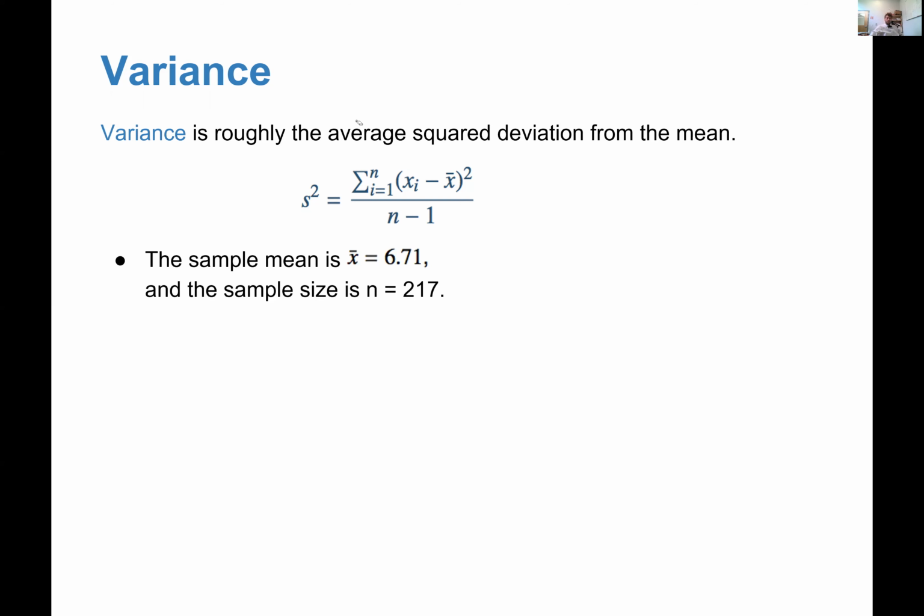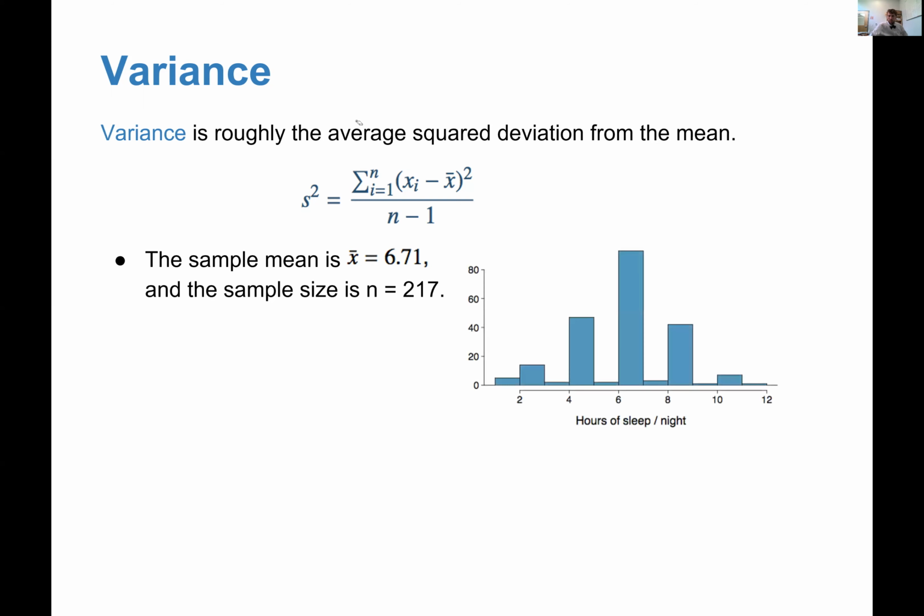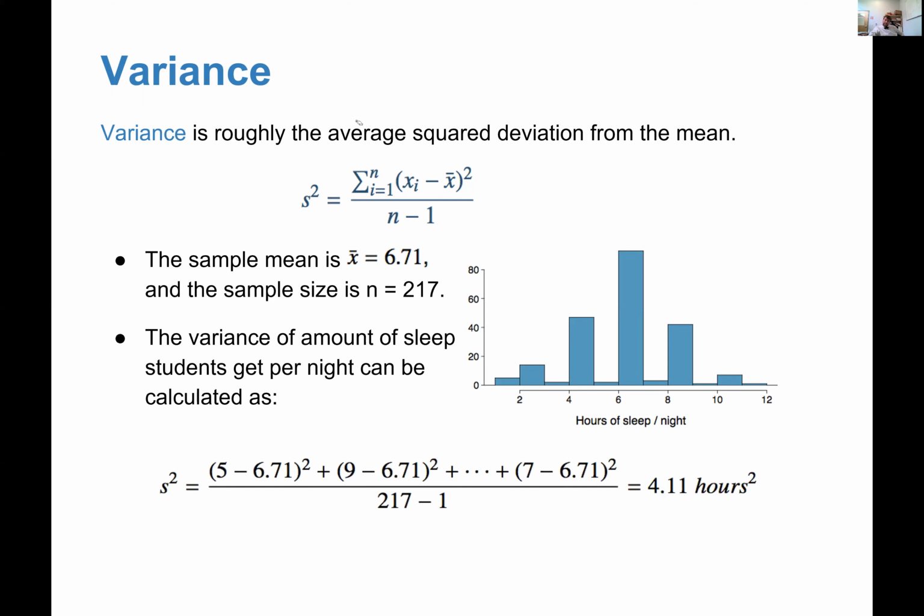So for instance, here we have hours of sleep, and x bar is 6.71, and there's 217 observations. Then to find the variance, one of my numbers is 5, one of them's 9, one of them's 7. So you take each number, subtract the average, square that, add up all the squared numbers, and divide by 217 minus 1.